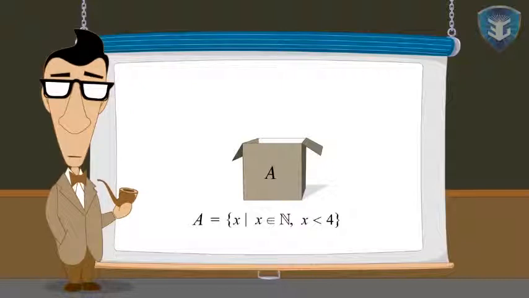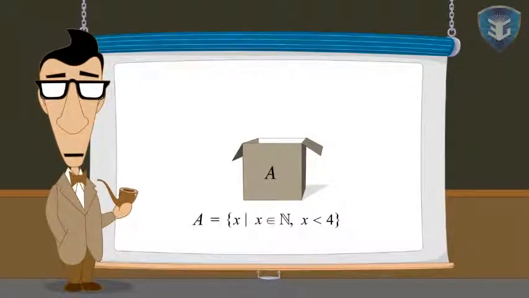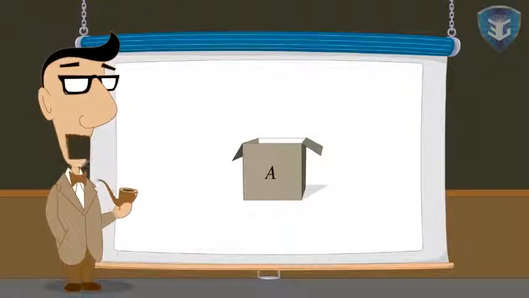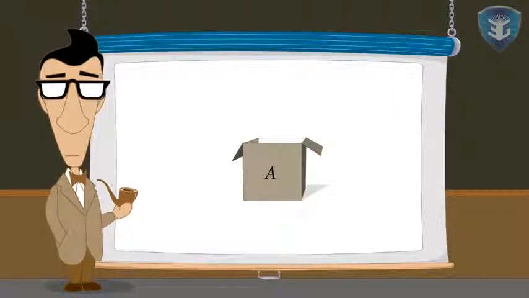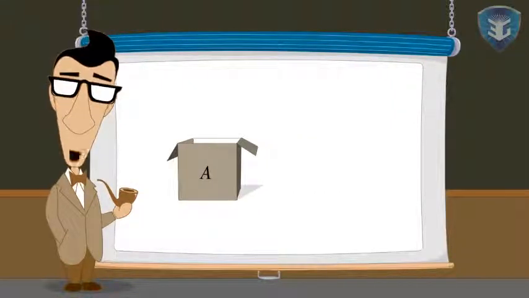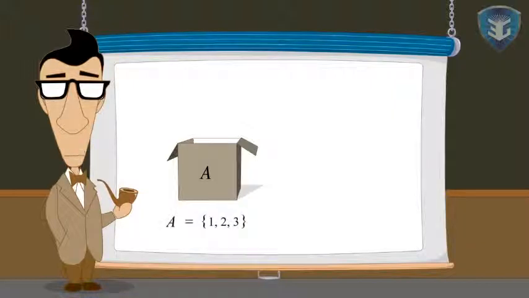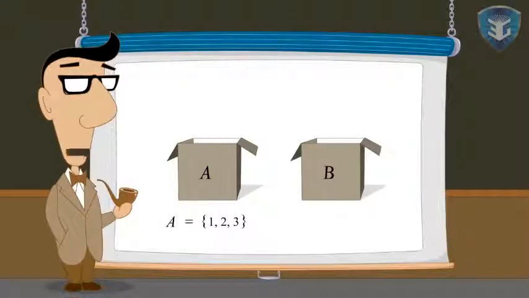In this lecture, we will learn about several types of relations between sets. One such relation is equality. If two sets contain exactly the same elements, they are said to be equal. For example, set A, which consists of the elements 1, 2, and 3, and set B, consisting of the elements 2, 3, and 1, are equal, since they both contain the same elements.